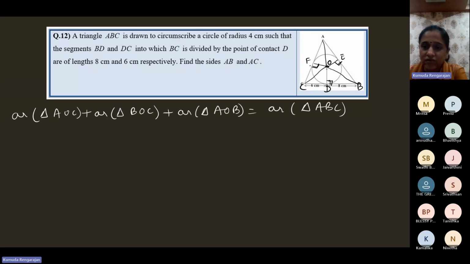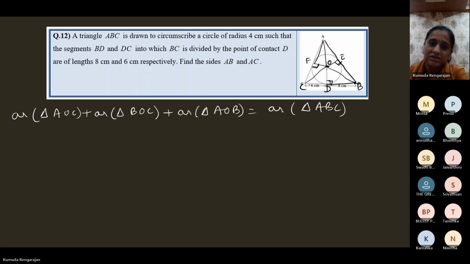So you can see that AF and AE are the tangent segments from the external point A to the circle, and they're equal. Similarly, B is an external point to the circle. B lies outside the circle, right? So BE and BD are tangent segments from the external point B to the circle. So BE is equal to BD by the theorem. The tangents from an external point to the circle are equal in length.